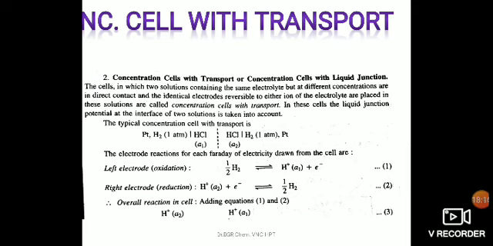The electrode reactions for each Faraday of electricity drawn from the cell, we can write as follows. At the left electrode, oxidation takes place. Therefore, the reaction can be written as half H2 giving rise to H plus of activity A1 plus electron. Call that equation 1. Like that, at the right electrode, reduction takes place. H plus of activity A2 receives that electron giving rise to half H2. Call that equation 2. The overall reaction of this cell we can get by adding equations 1 and 2. By taking that, we have H plus A2 giving rise to H plus of activity A1. Call that equation 3.